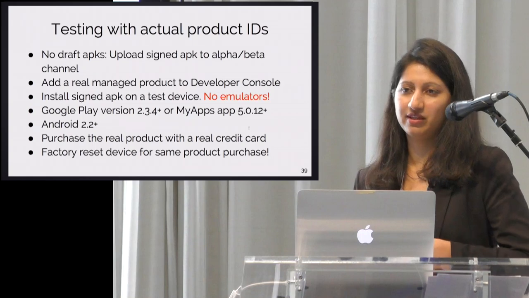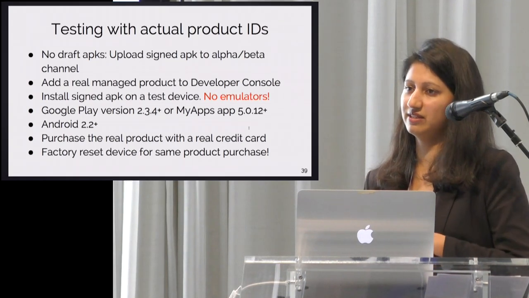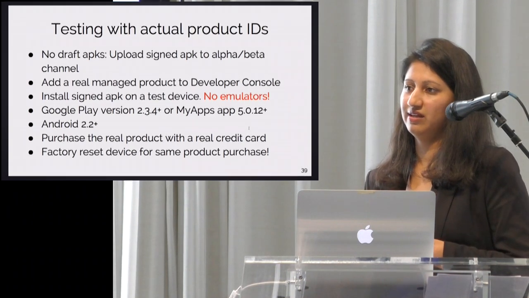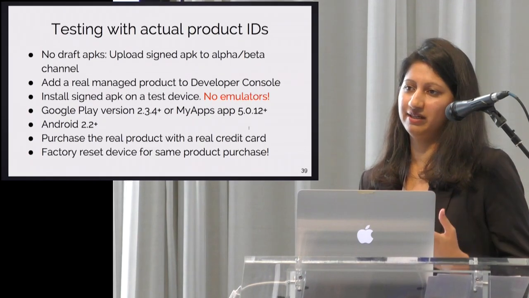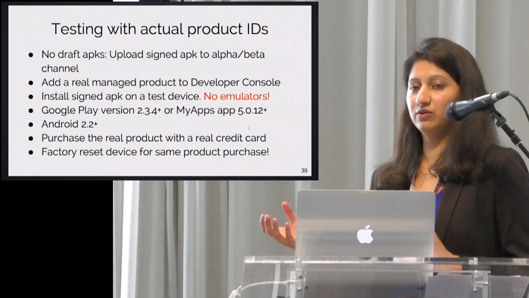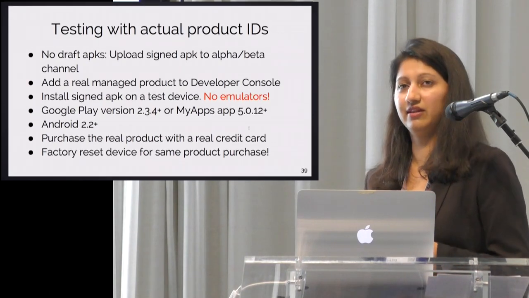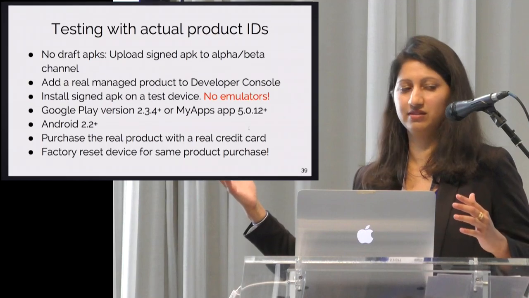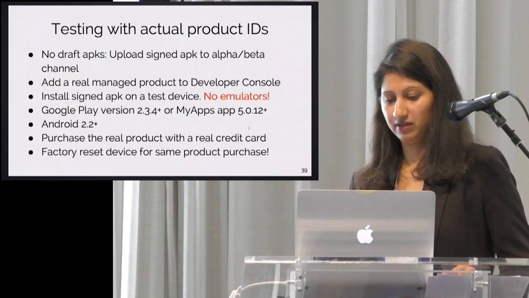And if you want to buy the same product again, you have to factory reset the device because Google thinks you own it. If you want to buy it again, it's like you already own this product, you can't buy it again. So one way to go about it is to factory reset the device. Another way is to create more fake products out on the Play Store.